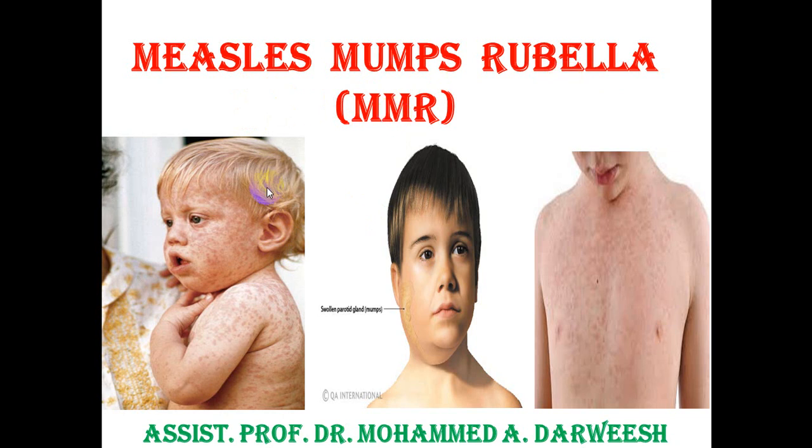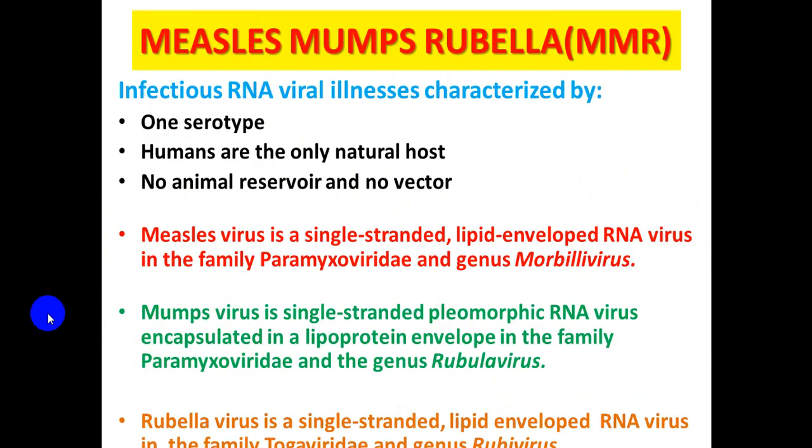This lecture is about three important infectious diseases. These are measles, mumps, and rubella. Measles, mumps, and rubella are infectious RNA viral illnesses, and these viruses are characterized by one serotype. Humans are the only natural host. There is no animal reservoir, and there are no vectors for these viruses.